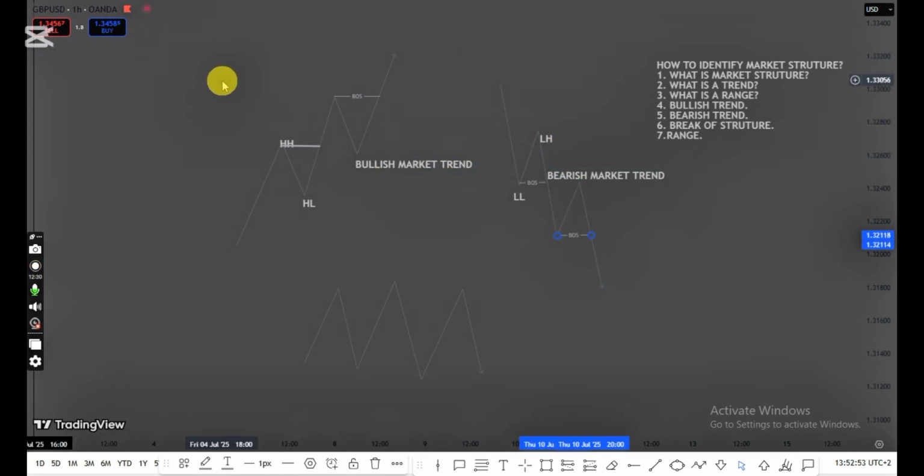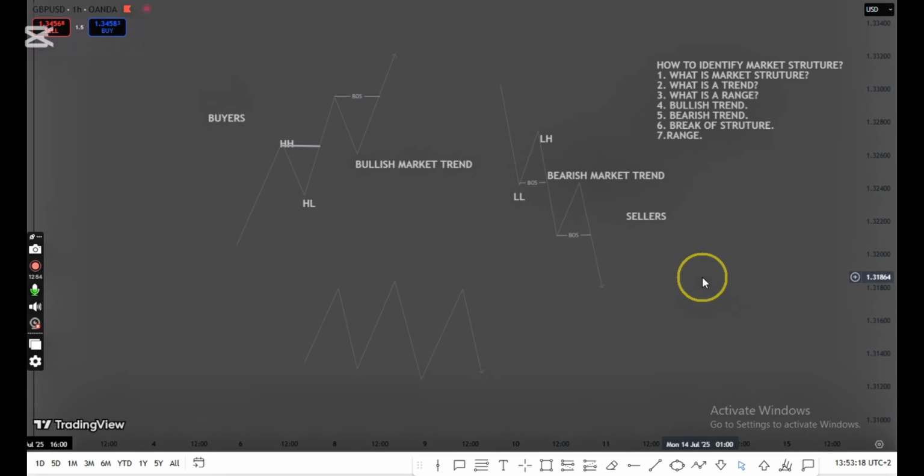As we have GBP/USD as our pair, when price goes up it means that people are buying, so we have buyers in place here. Let's type that. These are buyers, and whenever price is making a series of lower lows and lower highs, we know that people are selling. So these are sellers, so buyers and sellers.